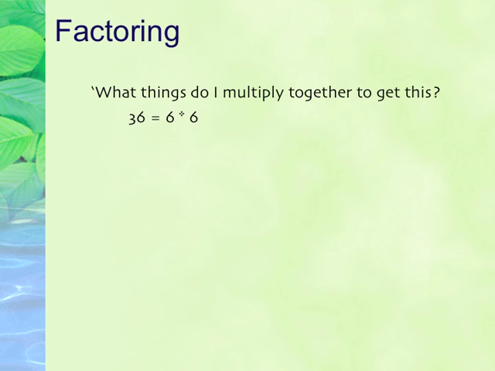So if we're factoring 36, we might factor it into 6 times 6. If we're factoring 3x, we might factor it into 3 times x. If we're factoring 6x squared, we might factor it into 3 times 2 times x times x. In all these cases, I rewrite a product as a list of the factors that multiply together to give you that product.